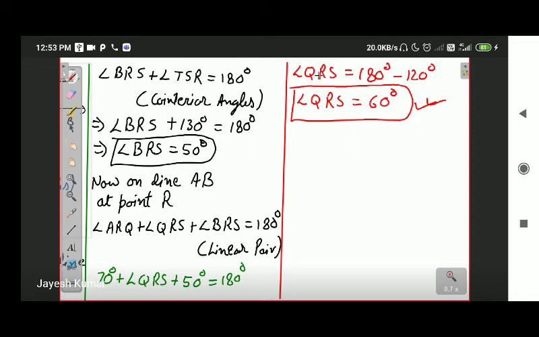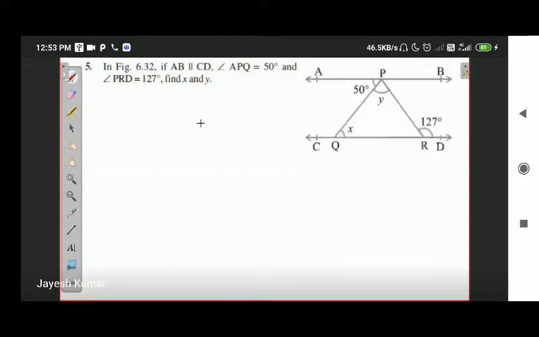Next question. Next is question number 5 of the same exercise. In question number 5, it is given to you that line AB and line CD are parallel to each other. This line is AB, this line is CD. Both lines are parallel to each other. We also know the value of angle APQ. Angle APQ is 50 degrees, as well as angle PRD. Angle PRD is 127 degrees. We have to determine the value of Y and X.